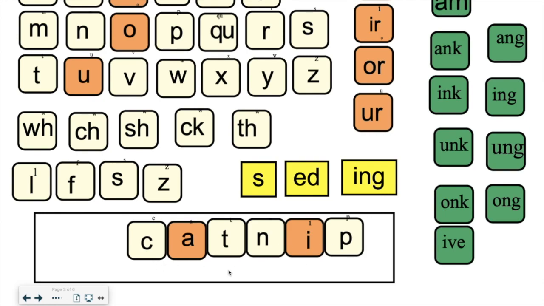It doesn't even have any digraphs in it, because digraphs are the one sound tile. Instead, it has this many sounds in it: 1, 2, 3, 4, 5, 6. That's a lot of sounds. So what we're going to do is look at this word and I'm going to show you how we can break it apart into syllables because this is a multisyllabic word.